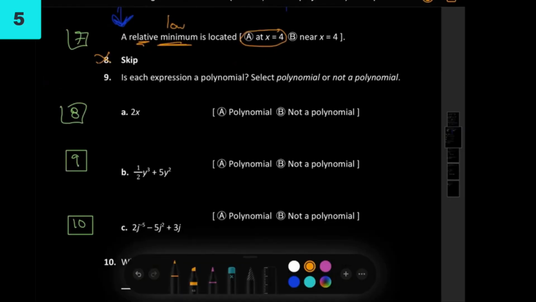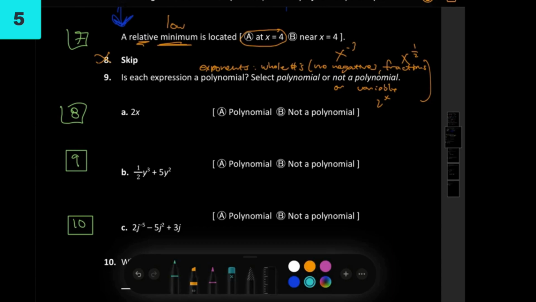Is each expression a polynomial? So a couple of things here. Remember, the exponents should be whole numbers. So that means no negatives, fractions, or variables, like 2 to the x power. That's an example, or x to the 1/2, or x to the -3. Does that make sense? Okay. So here, this one looks good. This is a polynomial. Okay, you can have a fraction as the leading coefficient, so that's fine. That one's a polynomial.